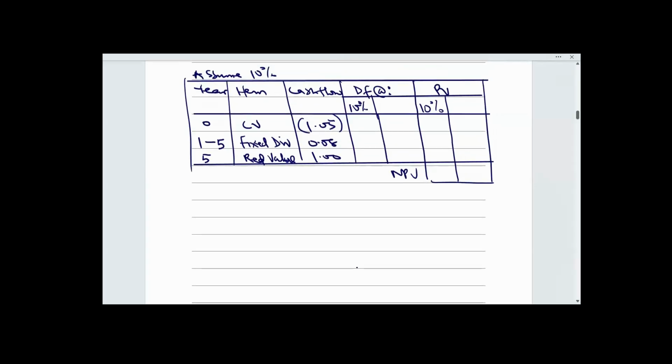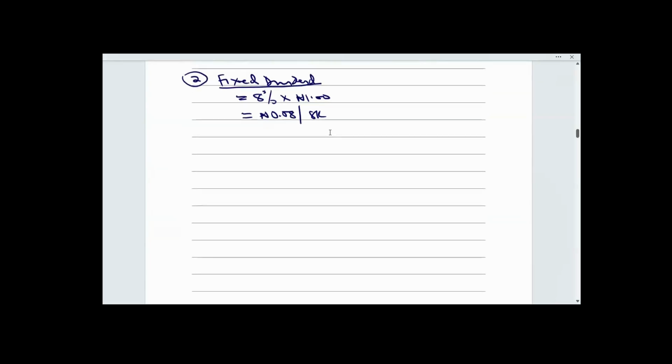So, I need to discount this. Discount factor at 10% for year 0 is 1. Then I need to calculate the annuity factor of year 1 to 5 at 10%. Let me show you. You already know this, but in case you have forgotten, let me show you. Annuity factor.